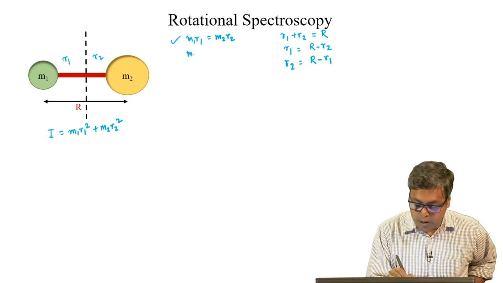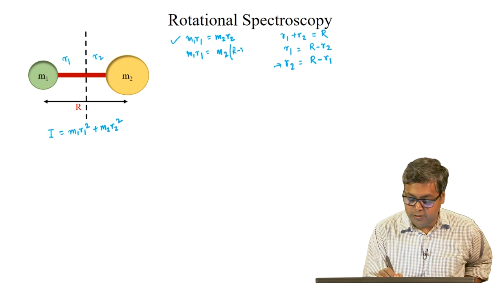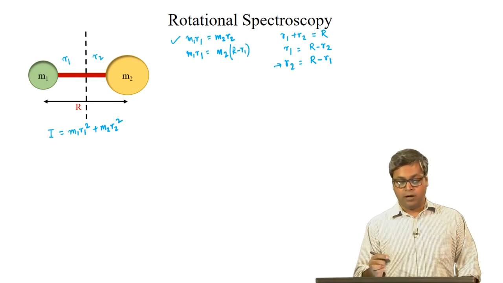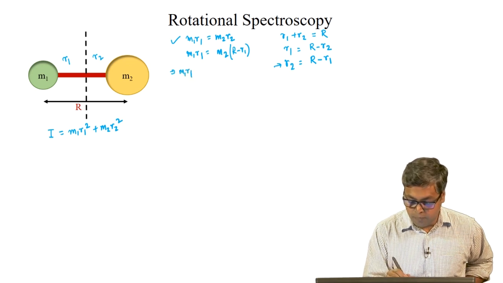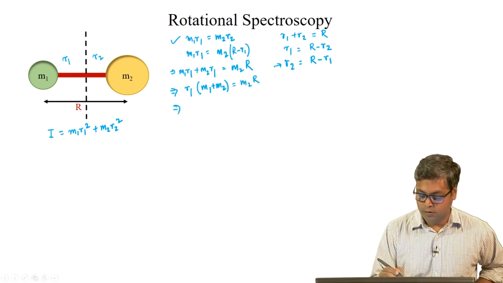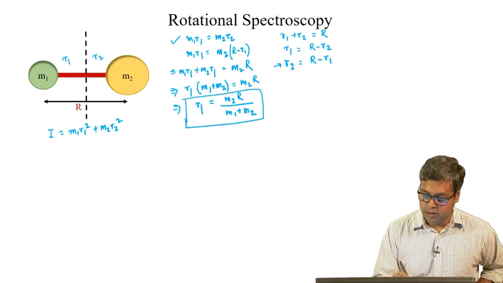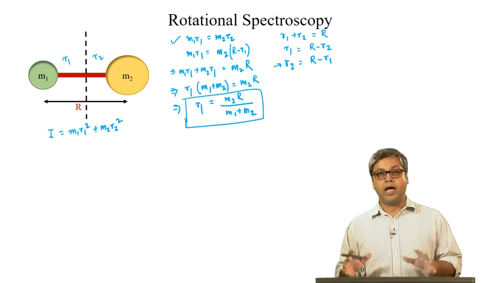So, we can write m1 r1 equals m2, and instead of r2, we can use this expression for r2, that is R minus r1. If you accumulate all the terms which have r1 on the left hand side, we have m1 r1 plus m2 r1 equals m2 R. If you take r1 common, I have r1 times m1 plus m2 equals m2 R, or I can write r1 equals m2 R by m1 plus m2. So, this expression tells us we can express r1 in terms of the masses m1 and m2 and the internuclear distance R.